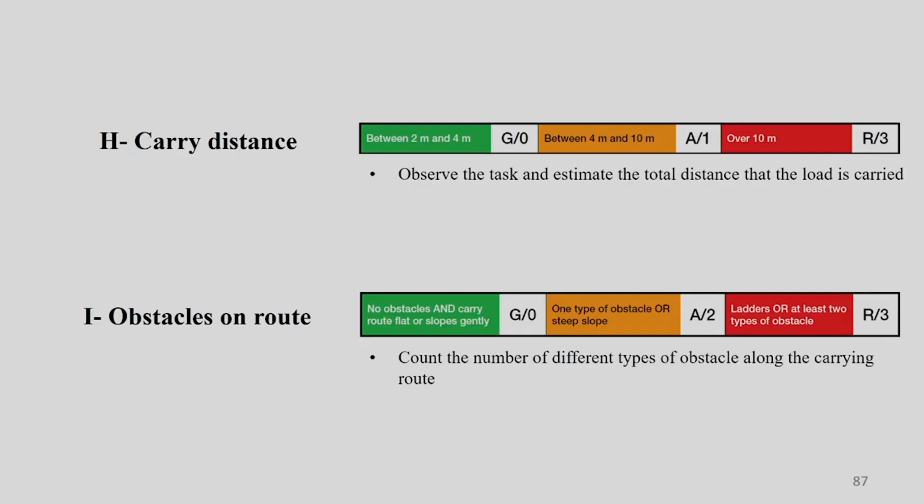Now, carrying distance, same as we did: between 2 to 4 meters it is green, between 4 to 10 meters it is 1, more than 10 meters it is 3. Obstacles on the route, same: no obstacle, then green; 1 small obstacle and the slope is not that high, or a steep slope, then it is 2; and if there is a ladder you have to climb somewhere or you have more than 2 types of obstacle, then it is 3.